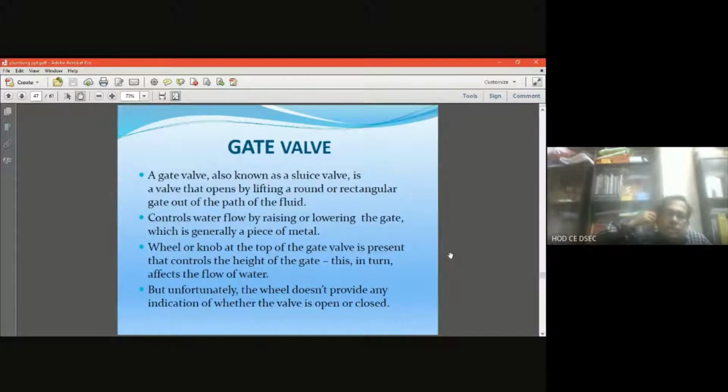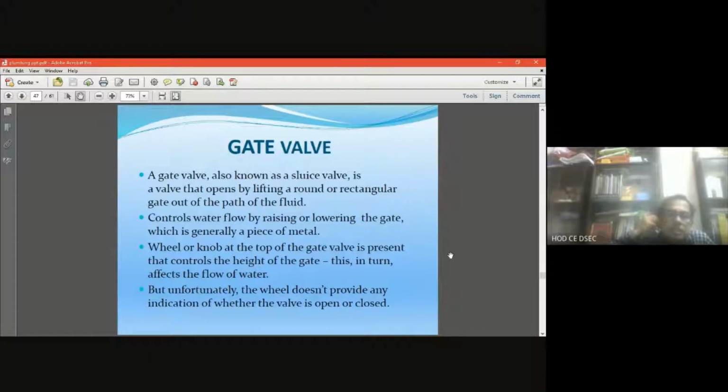Gate valve, also known as the squeeze valve, very, very important. It is a valve that opens by lifting a round or rectangular gate out of the path of the fluid. It controls water flow by raising or lowering the gate, which is generally a piece of metal. A wheel or knob at the top of the gate valve controls the height of the gate.